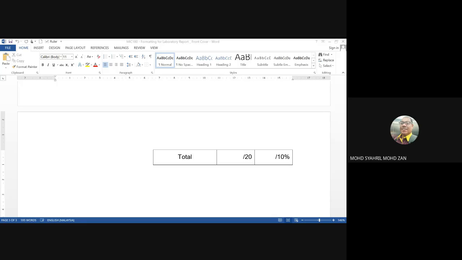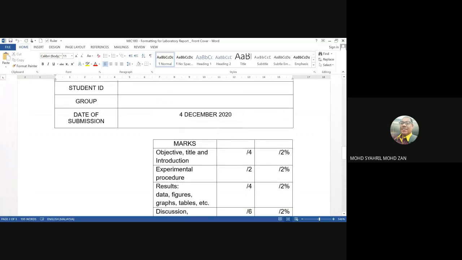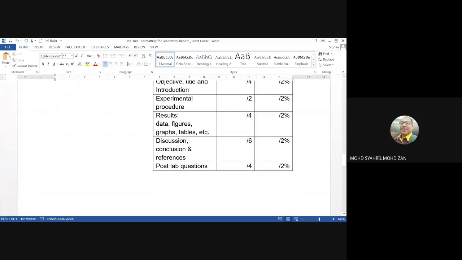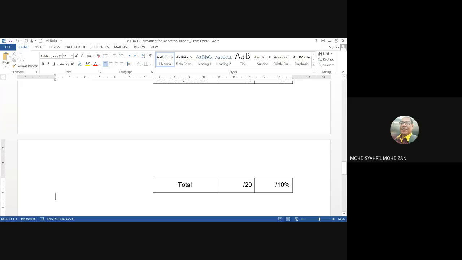All right, so semua faham? Make sure awak ada post lab question because that one will give you marks also. Post lab ni awak tulis selepas daripada discussion, conclusion and references. Without that, you cannot get the 2% to complete 10%.